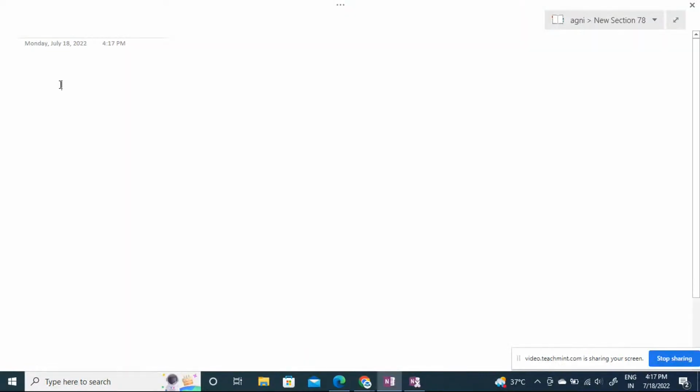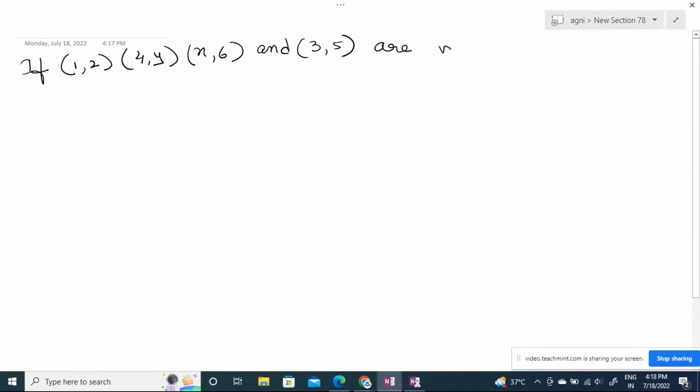The next question we have: if (1, 2), (4, y), (x, 6) and (3, 5) are vertices of a parallelogram, find x and y.